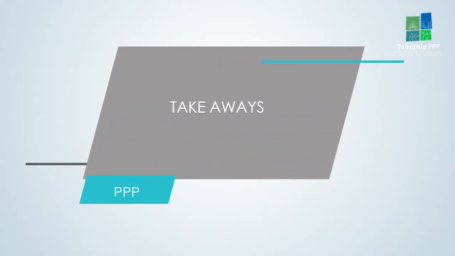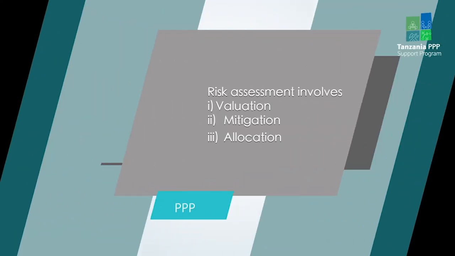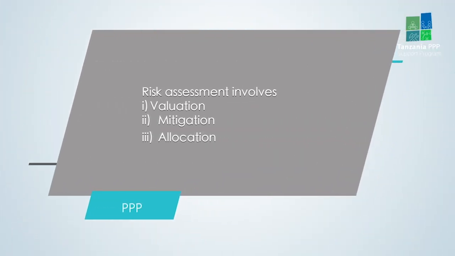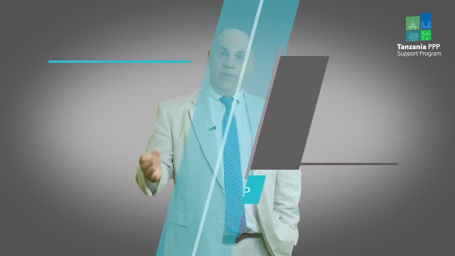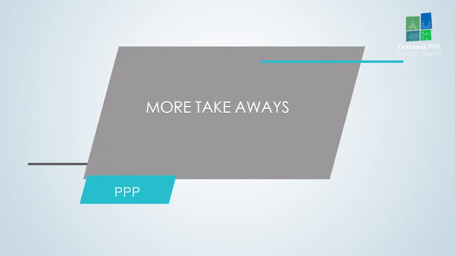Here are some takeaways from this module. We learned that risk assessment involves valuation, mitigation, and allocation. We must place a cost on risk, that is our valuation. We must lessen the impact of risk, that is our mitigation. And we must assign risk to the different parties, the public and the private parties. That is our allocation of risk.